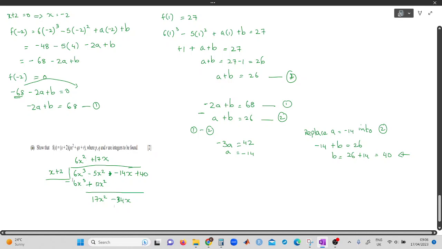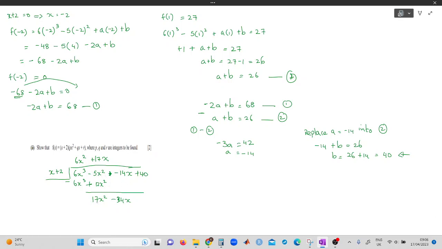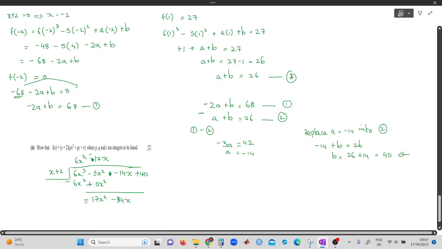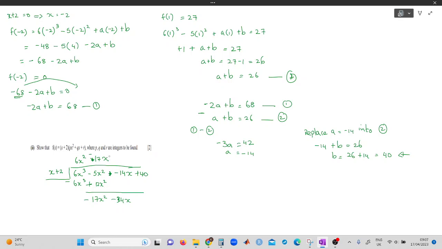Maintenant, on retire to find the remainder. Donc, 6x cubed minus 6x cubed gives me 0. Minus 5x squared minus 12x squared gives me minus 17x squared. Donc maintenant, quand je vais diviser, minus 17x squared divided by x gives me minus 17x. So here, minus 17x multiplied by x, minus 17x squared. Let me just do it again.